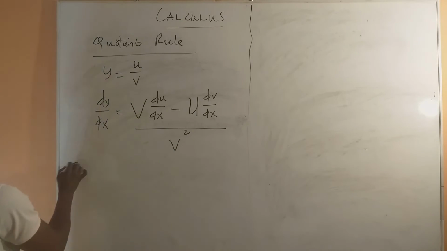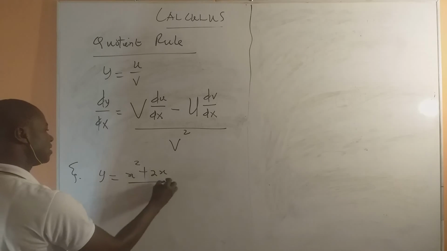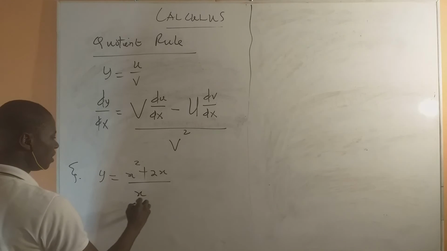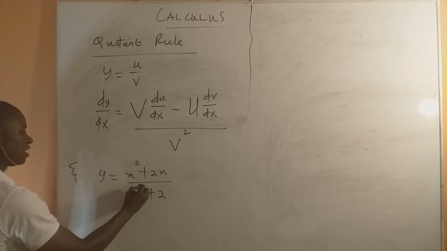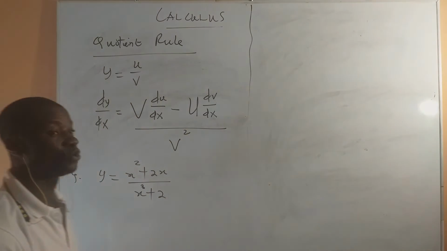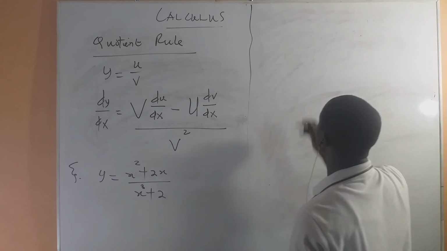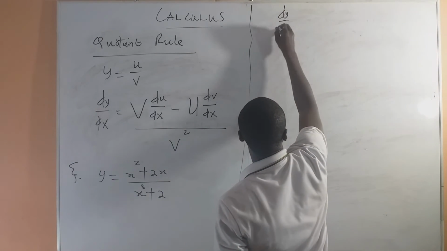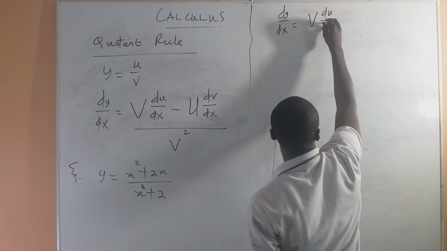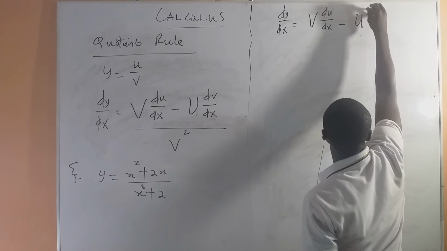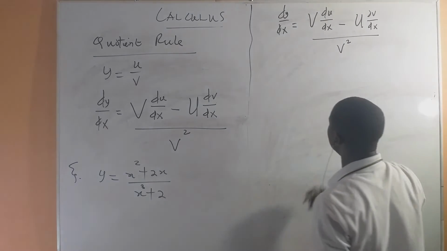So let's assume that we have y equals x squared plus 2x, all over x cubed plus 2. This is what we are given, and this is a quotient. You can see that we have one function dividing the other. So when we say we should find dy dx, then quickly write the quotient rule: v du dx minus u dv dx, all over the square of v.